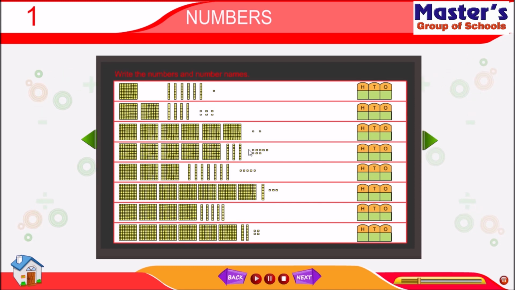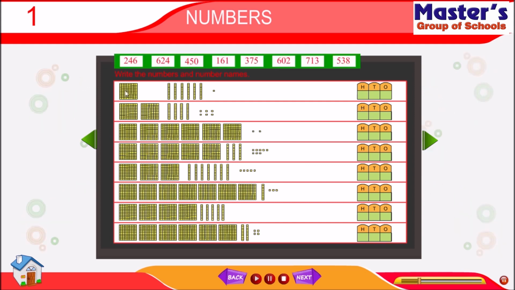So see the next part. So we have to write the numbers by using the given sheets, strips and pieces. We have already learned that each sheet represents 100 and each strip represents 1/10 and each piece represents 1 ones. Here there is only one sheet. That means there is 100. So write 1 in hundreds place.